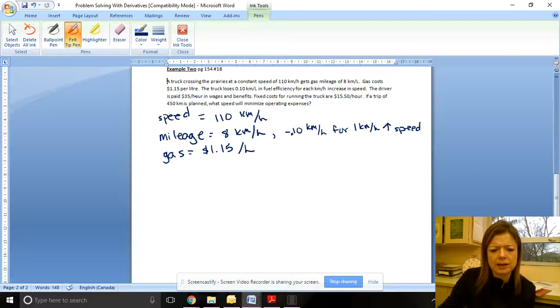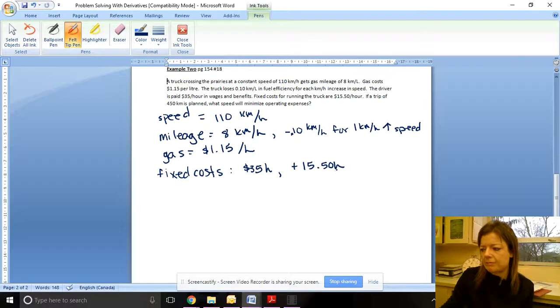Okay, the driver is paid $35 an hour in wages and benefits. So that is a fixed cost. So our fixed costs are $35 an hour for wages and benefits, and then $15.50 an hour for running the truck. So those are both fixed costs, and they're both in terms of hours. So we can bring that together to be 50.5 is how much we're spending per hour. And then our total distance is 450.